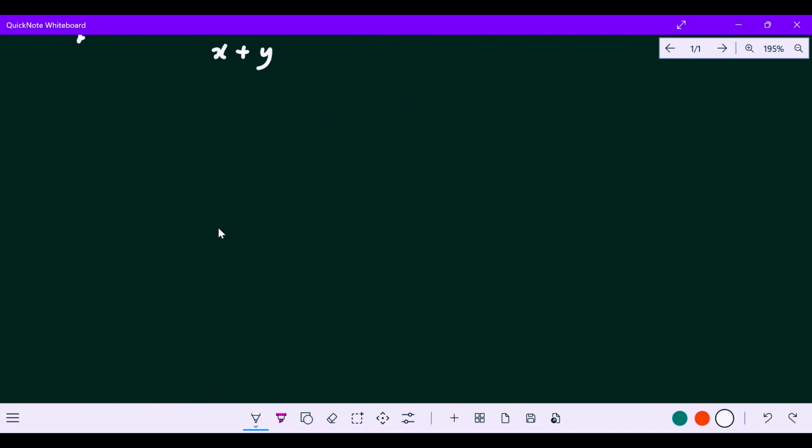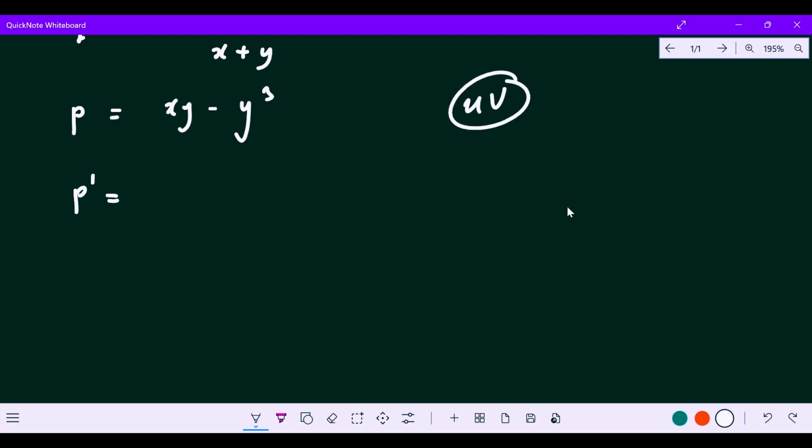Now, what about the right hand side? I'm going to call the right hand side p. So p is equal to xy minus y cubed, right? So I have to find p prime. As you can see, it is made of two functions here. That's a product, right? So we're going to use what we call the product rule. Remember the product rule: if you have u multiplied by v, both of them functions, you're going to say u prime v plus v prime u, right? Differentiate one while keeping the other one.